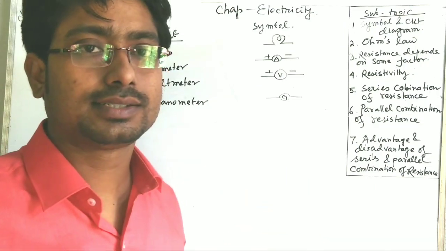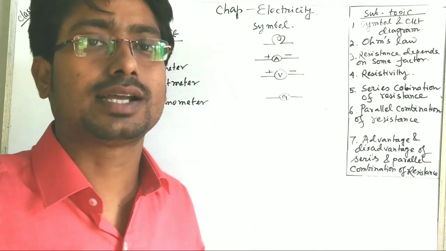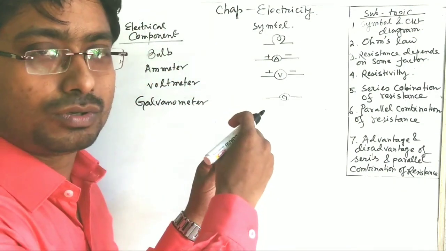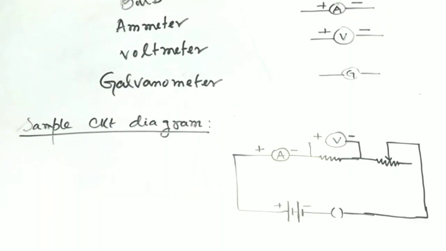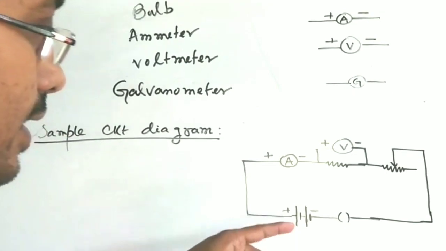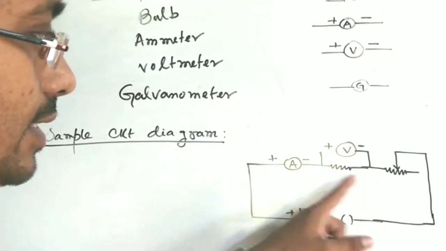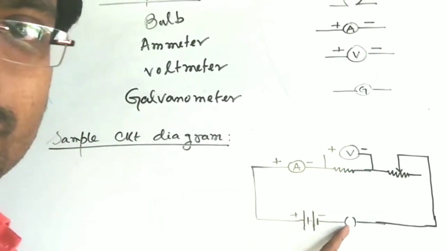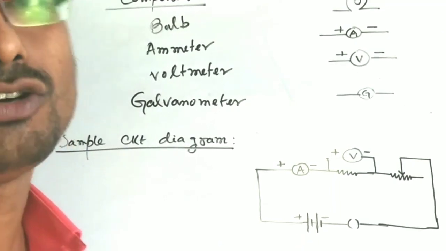Make one sample circuit, a schematic diagram of a circuit with some circuit components. So I have drawn one sample schematic circuit diagram containing ammeter, voltmeter, resistance, rheostat, some wires, plug key and battery of 2 cells.